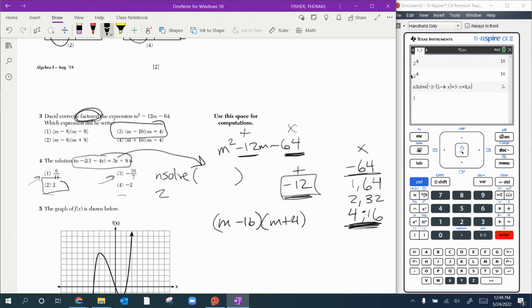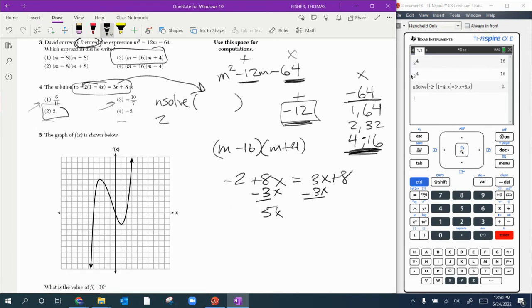Now, of course, being a math teacher, I want to solve this a different way. I want to show my work. So multiply the negative 2 in, you would get negative 2 plus 8x because of the 1 there, equals 3x plus 8. Moving the variables over, we get 5x minus 2 equals 8. Nice little two-step from there, and we are good to go. x equals 2. There we have it. So that's why problem 4 has an answer of 2.